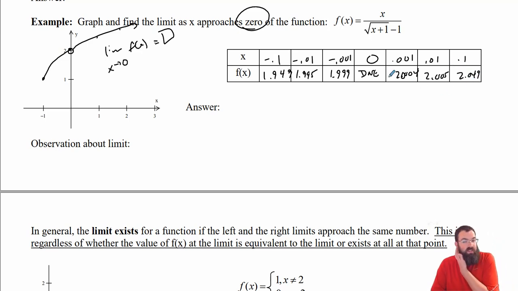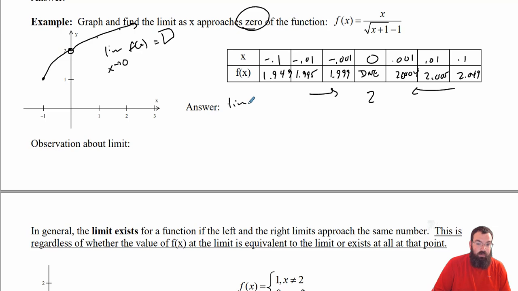All right. So we can see that it's approaching 2 from this side, it's approaching 2 from this side. So I'm going to guess, no, it's not really guessing, right? We're using mathematics, that the limit is going to be 2. Okay? Fantastic.